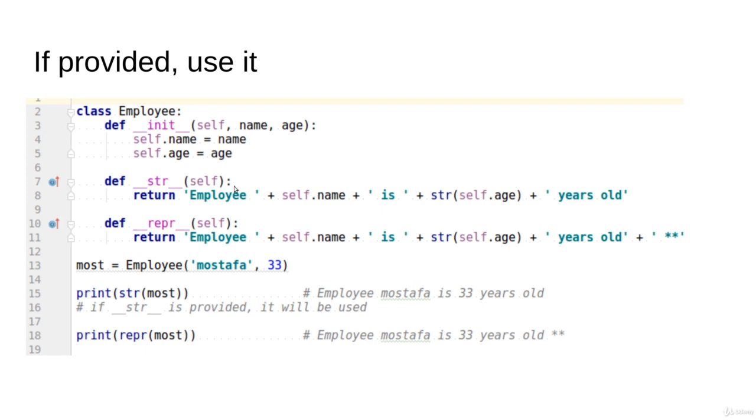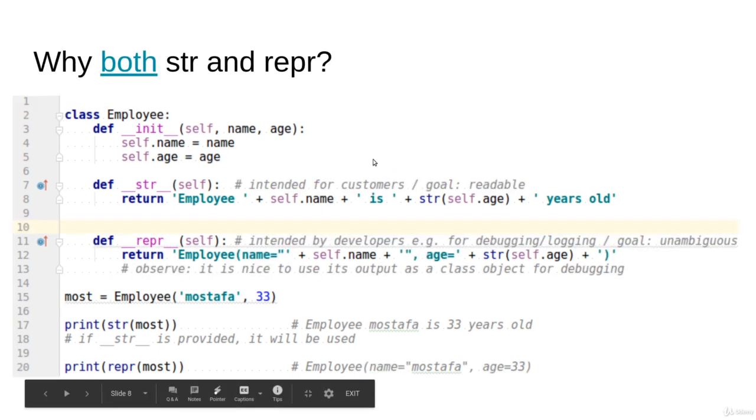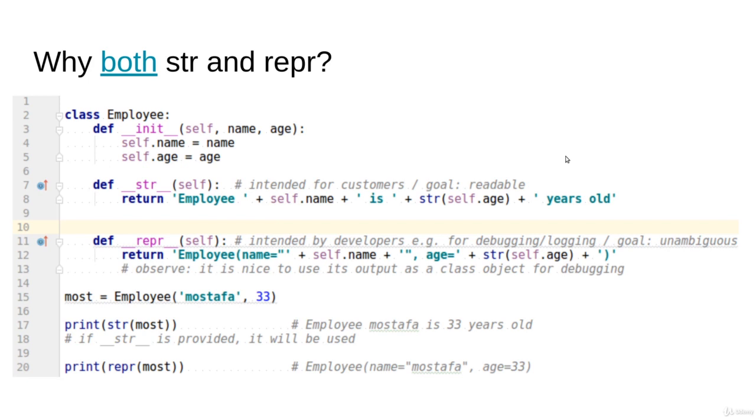Okay, in this scenario, we have both the str and the repr. If you print the str of the object or print the object directly, it's going to use the str method. If you call the repr, it will use the repr method. I hope so far you recognize what's going on behind the scene, who is calling whom. But there is an interesting question here. Why do we have both str and repr? Why don't we have just one function, the repr function, and that's all?